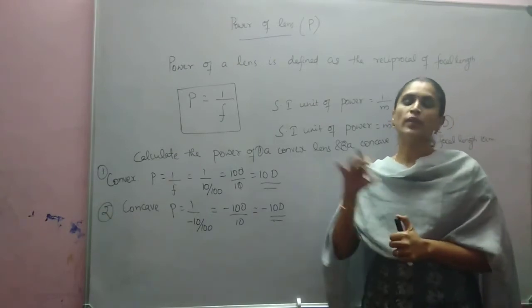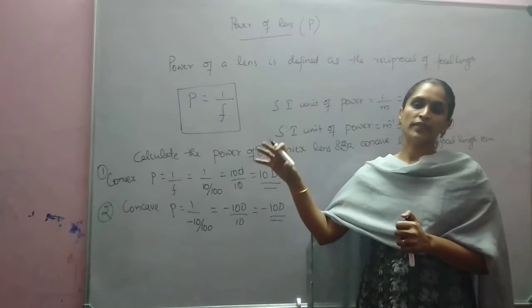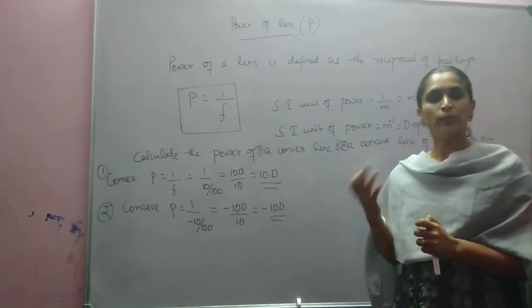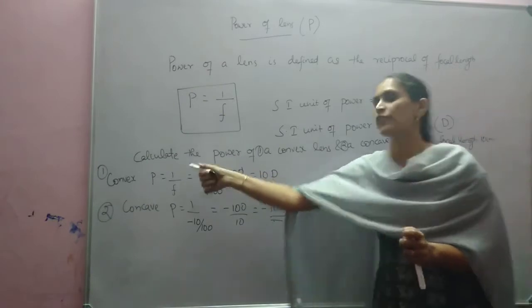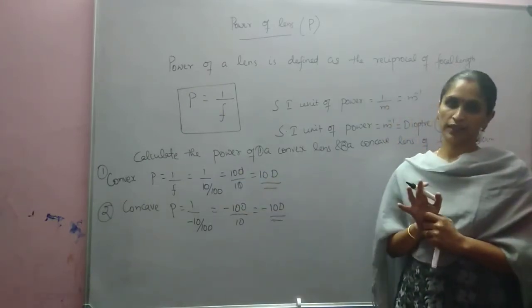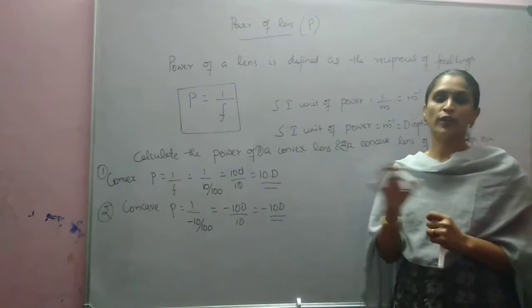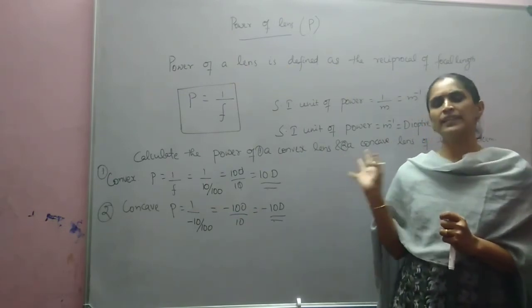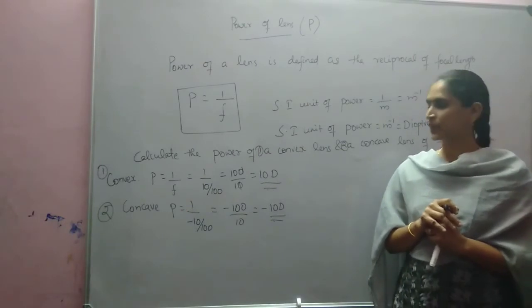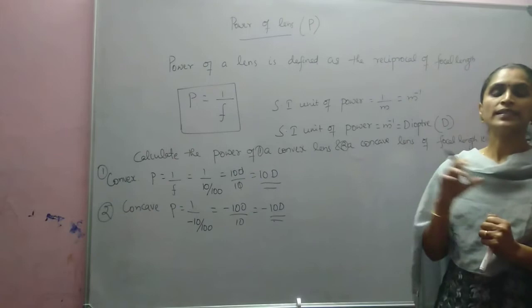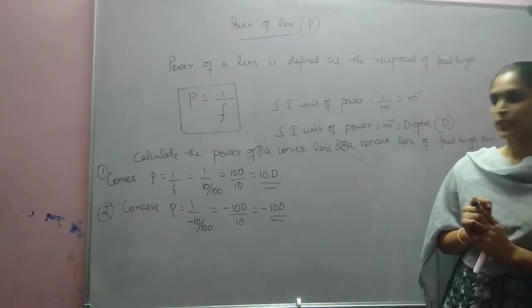Calculate the focal length of a convex lens having power 1 diopter. So how to find? P is equal to 1 by F, so F is equal to 1 by P. By using that, you can find the focal length. There, no need of converting that into centimeter. You can write that answer in meter itself. Is it clear?